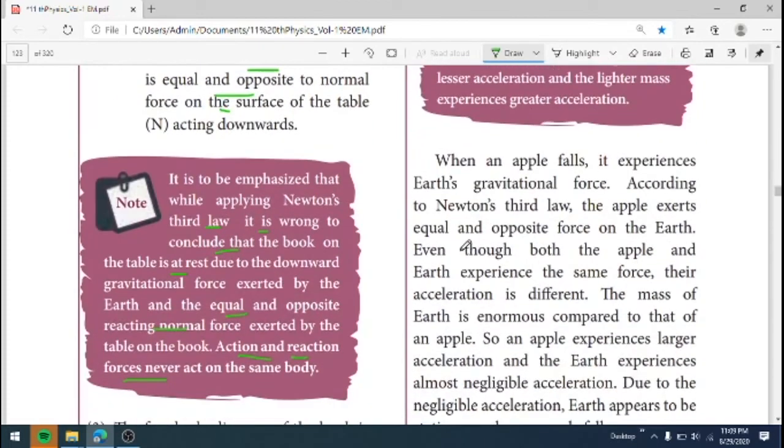So here in this session, children, we have discussed many concepts on Newton's laws and very important concept of free body diagram, and I just explained an example problem related to free body diagram. Thank you.